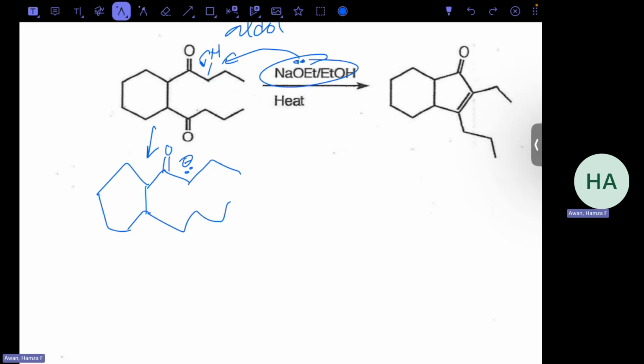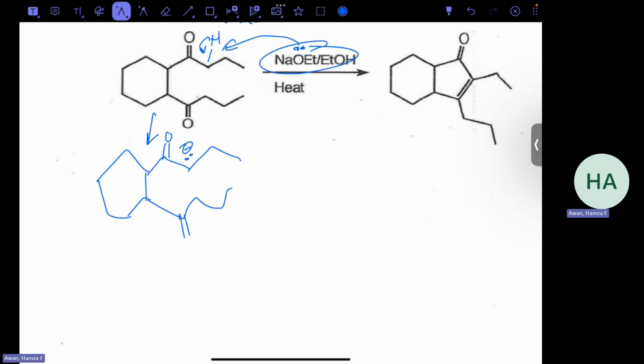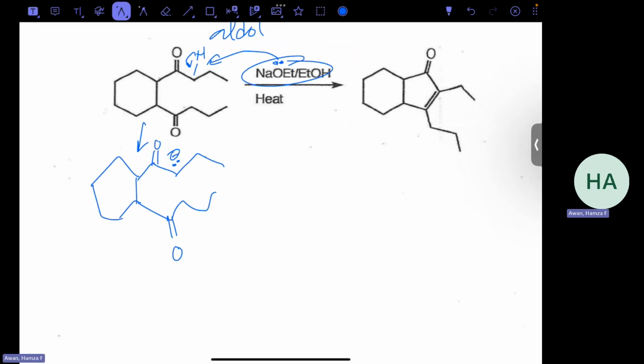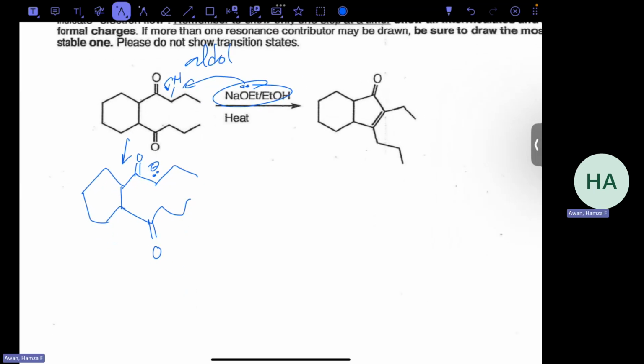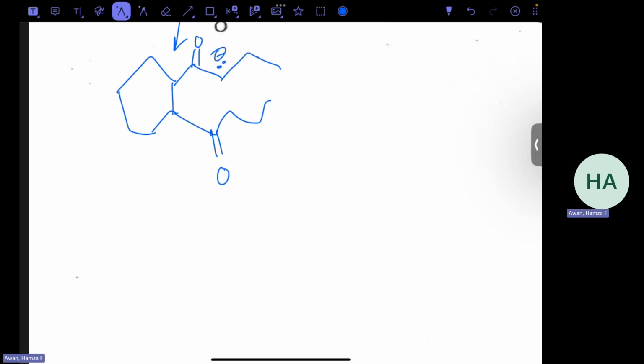Yeah, it won't form a ring that has too much steric hindrance. Yeah, 5 or 6. So in this case, we have 5, so we're going for the other one. So that's one thing for aldol. Just be careful about deprotonating the first hydrogen you see. So we have that oxygen, and now our first step is done.